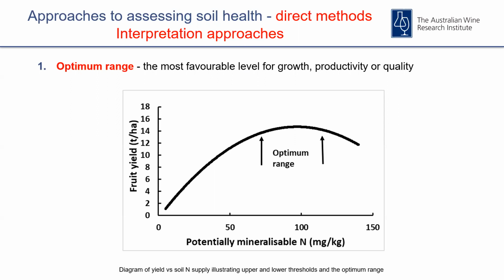I've given you an example here of potentially mineralisable nitrogen, and you can see the arrows indicating that fruit yield is optimal between those particular ranges. So again, it's important in understanding the interpretation of the data that we're looking for here.